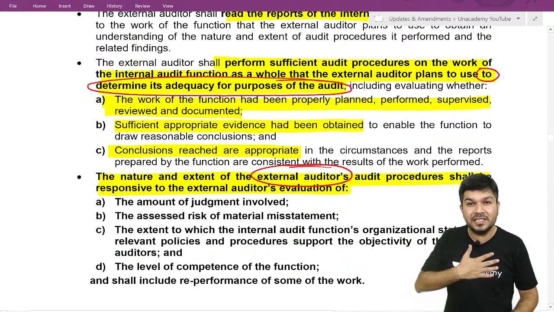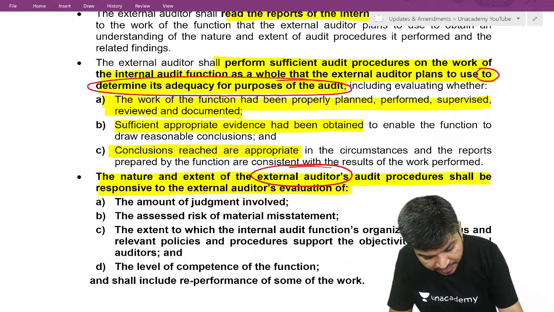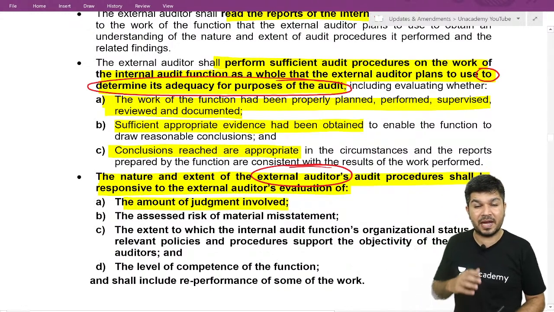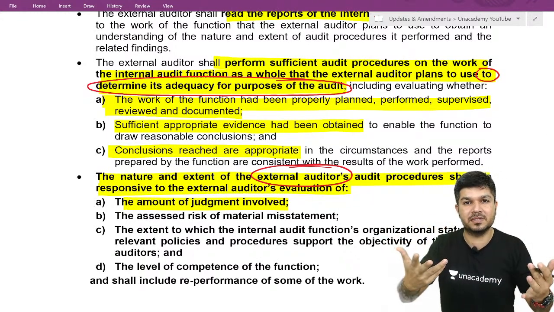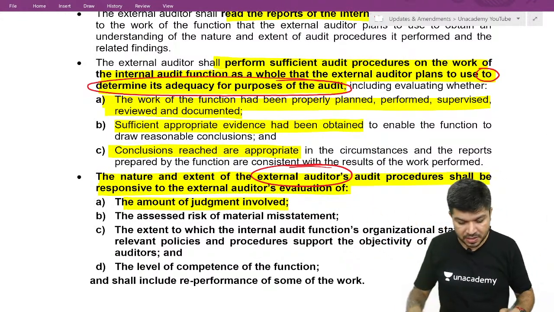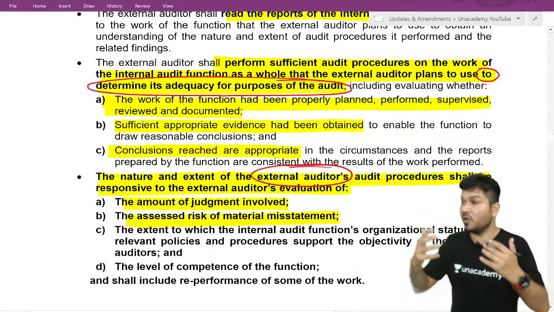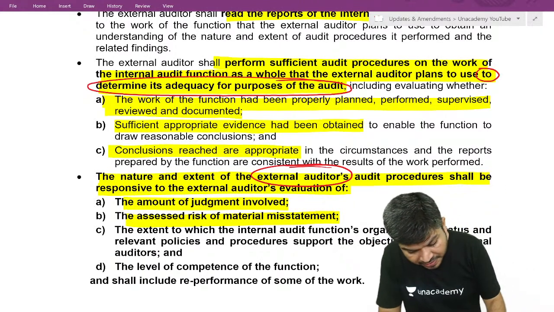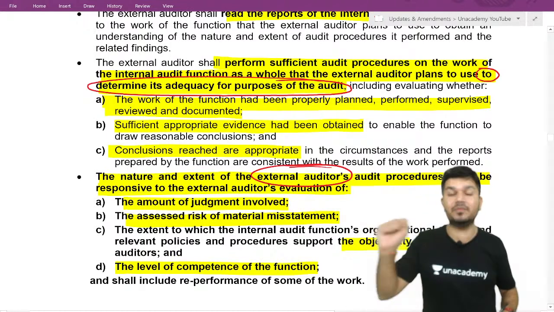What I need to do depends on, one, the judgment involved. If there's an area where high judgment is involved, together with relying on them, I may also do something else, or I may not rely on him. Second, an area where risk is high. If risk is high, I may not rely on him, I will do it myself. Third, whether they are able to do it objectively and whether they have a level of competence for that work.